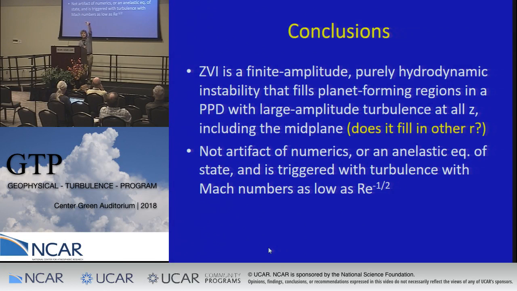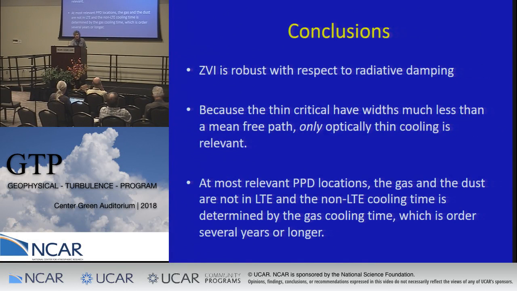We saw that the forest fire, when you drop the match, will go into the midplane. We don't know if this will actually go into other radii that might have been stable by this. So we want to do a much thicker annulus in the future. It's not an artifact of numerics or analytic equations. The initial condition is that you could trigger it. Kolmogorov turbulence is fine, with a really, really small amplitude for its Mach number. It's robust with respect to radiative damping because it's optically thin, and it's not locally in thermodynamic equilibrium.